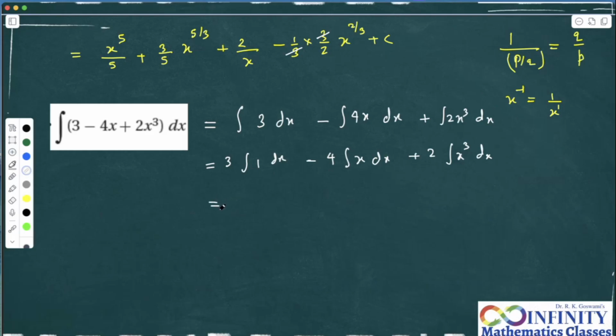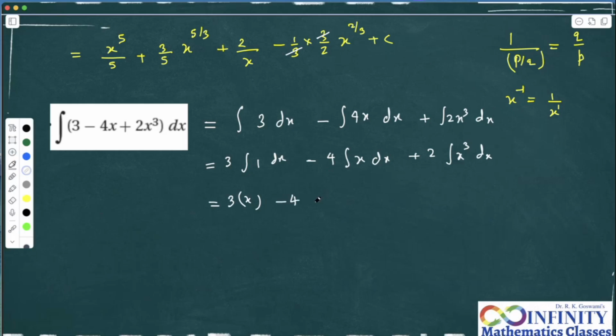Now, if the constant is not an issue, keep the constant as it is. Now, how does the antiderivative work? Whose derivative is 1? The answer is x. This is what we discussed. Am I right? Yeah. This is how the antiderivative works.